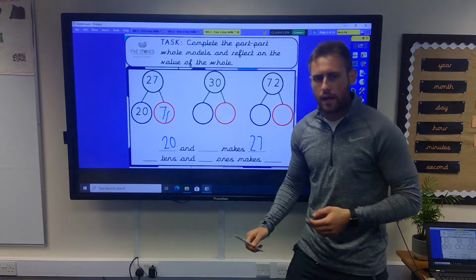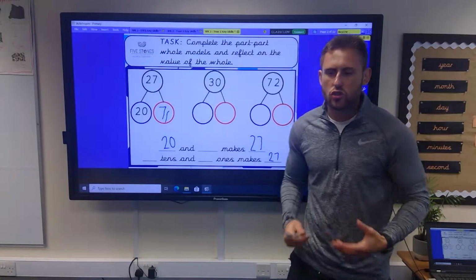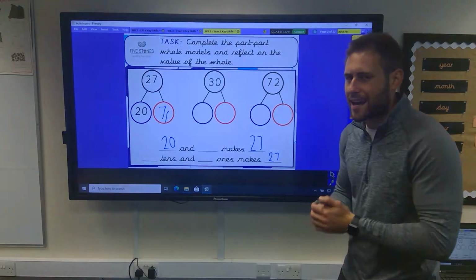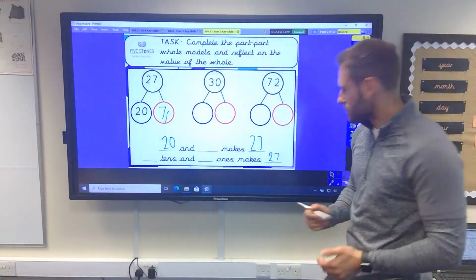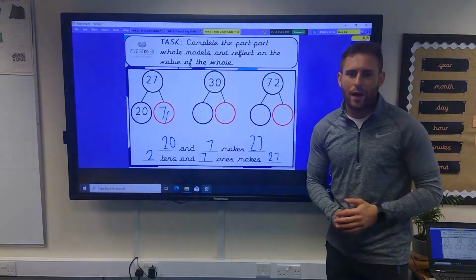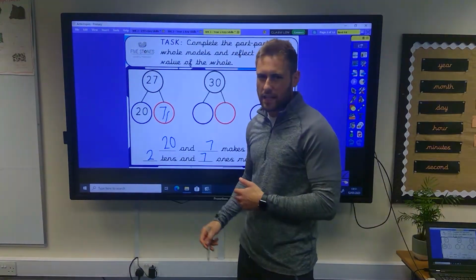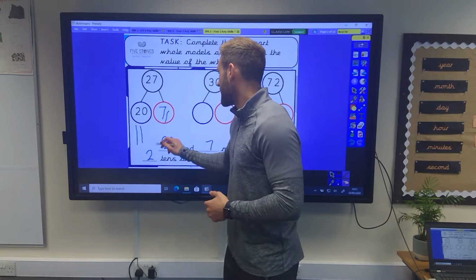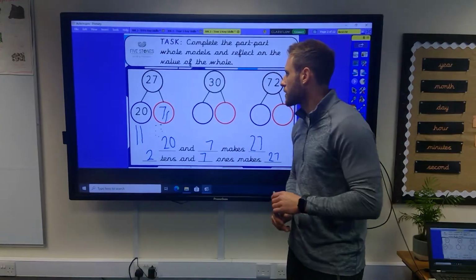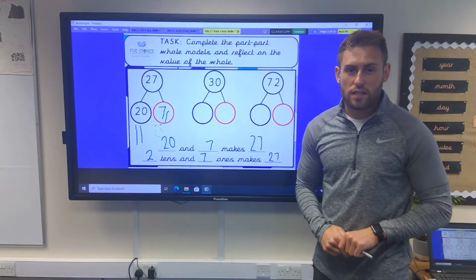But we've got another sentence here. Something tens and something ones make 27. What might that be? How many tens, how many ones? Yeah, we've got 2 tens, 7 ones makes 27. So 20 is made up of 2 tens. If you need help to visualise that, draw 10 sticks, and 7 ones dots. Lovely. So now we've done 27, I would like you to do 30 by yourself.